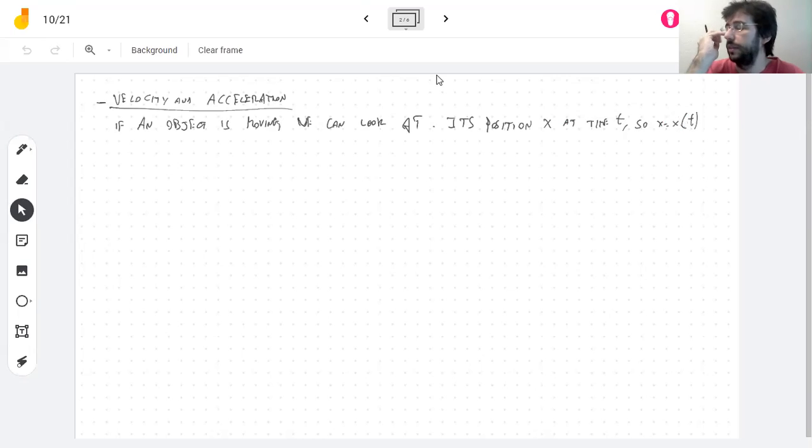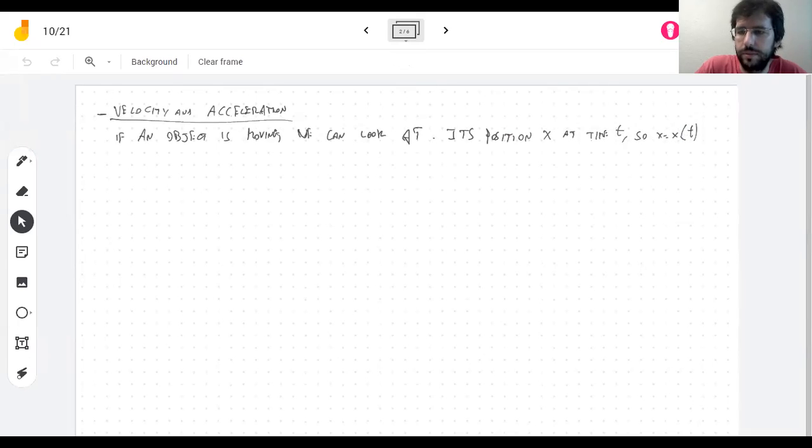Obviously, if it's moving in three-dimensional space, position is not going to be... I'm assuming it's moving on a straight road, because position normally would be three numbers. But let's just imagine that we're in a straight line, so we can do that for now.